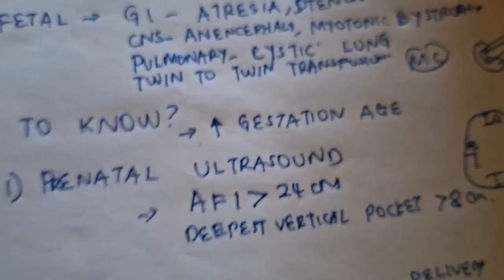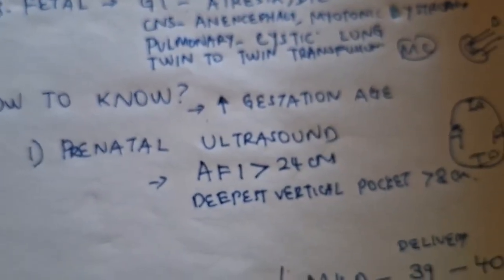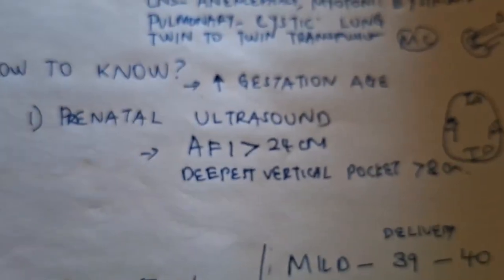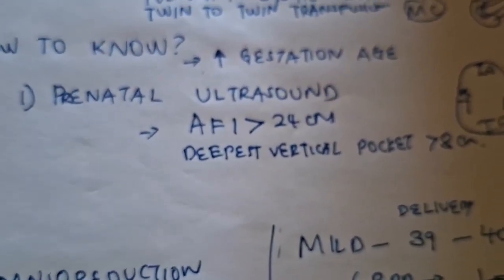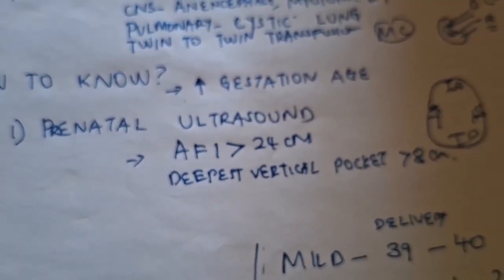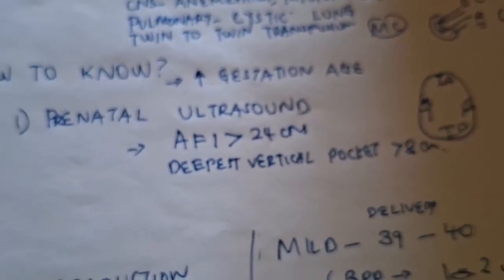We are also likely dealing with polyhydramnios. So what do we do? Depending on the gestation age, we always want to have a plan. The first question we ask ourselves is, is the mother symptomatic or not?